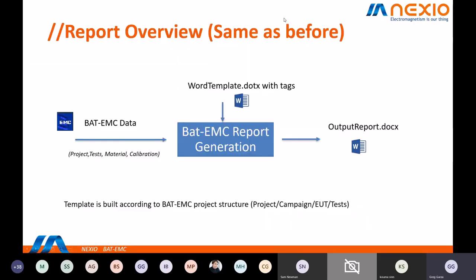Okay, just a brief overview of the report generation process as we have today. We have the BAT-EMC database with all the different aspects: the projects, the tests, the materials, the calibrations, and so on. It can have a variety of other things, attachments and photos. So with the Microsoft Word templates that we're currently using, we have tags for each one of those data elements. And we generate a template so that the different data elements can be inserted into the tags, and then a report is outputted in a Word document.